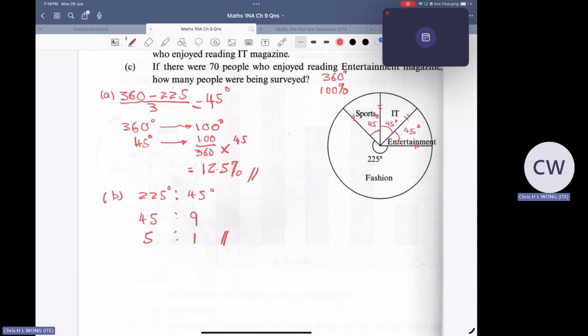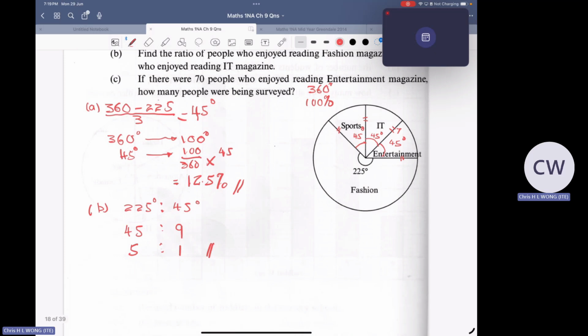Last one. Now they give you the number of people. If there are 70 people who enjoy reading entertainment, they tell you 70. How many people are being surveyed? They give you only one: entertainment, 70 people. But you know, the whole circle is the number of people who are being surveyed, right? 45 degrees gives you 70 people. All I need to do is find out 360. 360 is the number of people who did the survey.